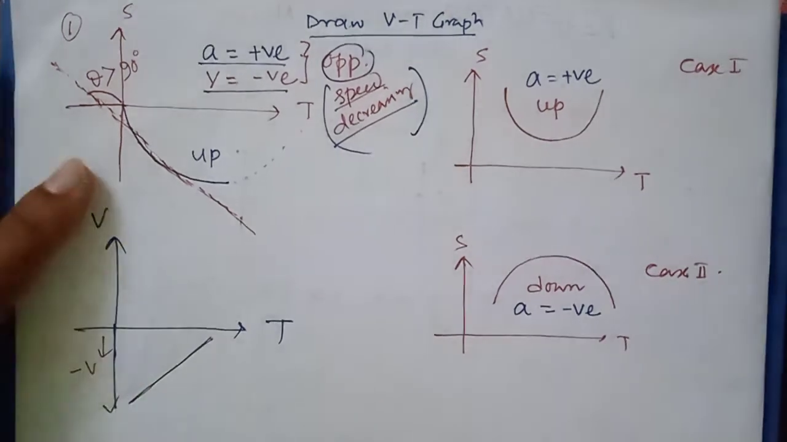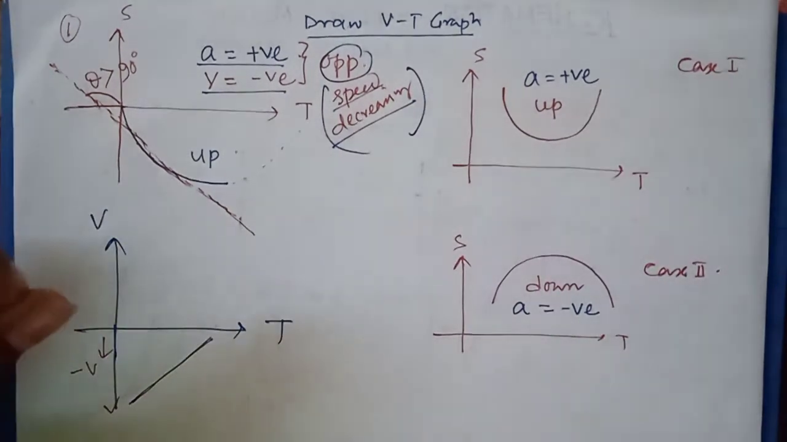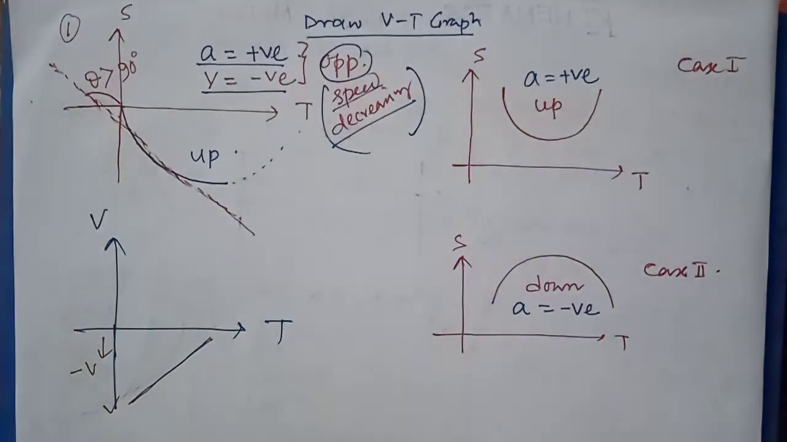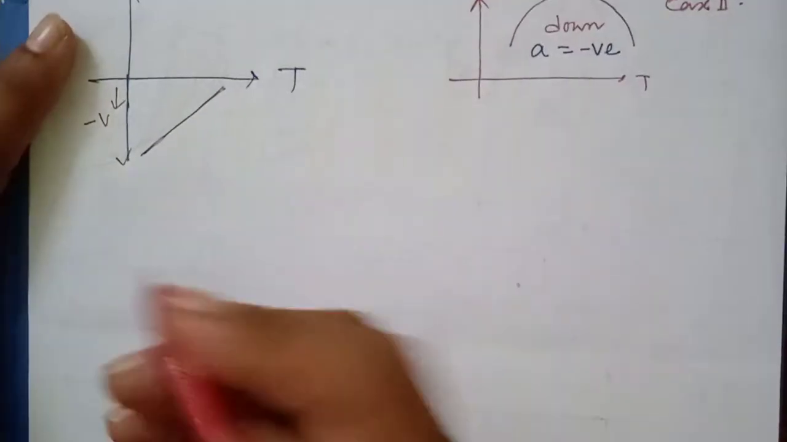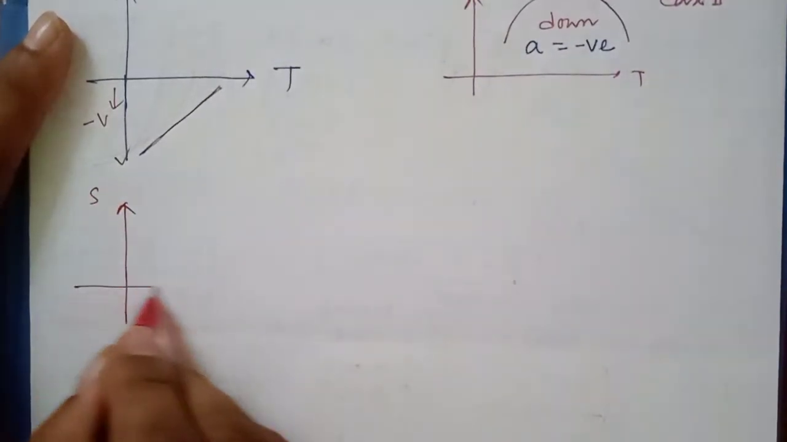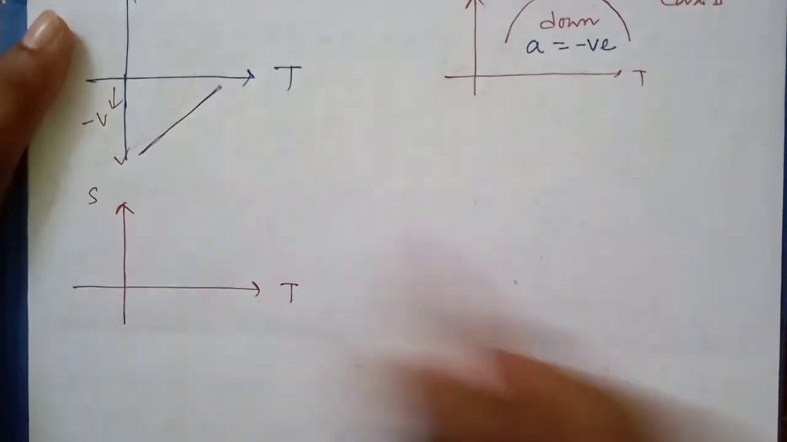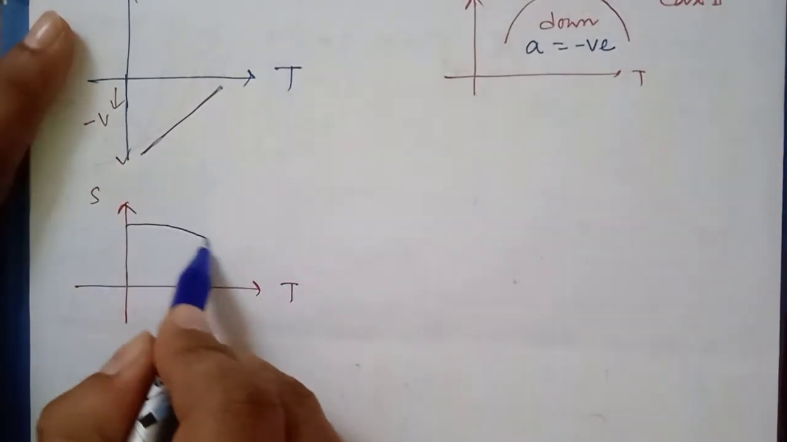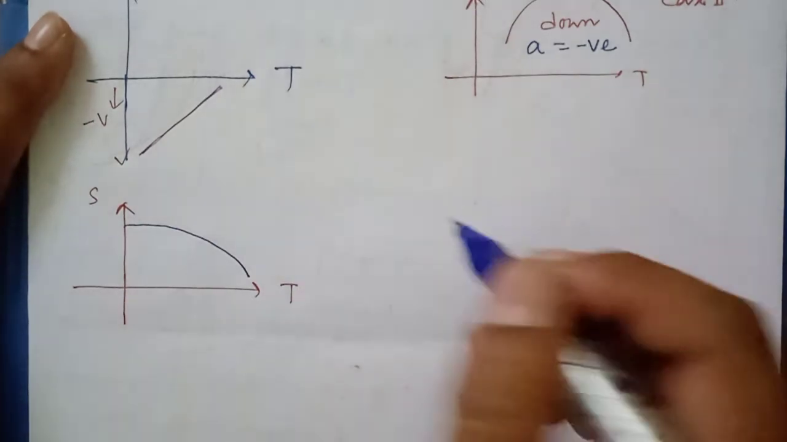Now your job, try this. Please pause the video, write everything, okay? Try another numerical. Suppose there is an ST graph and the graph is like this. Draw the VT graph.